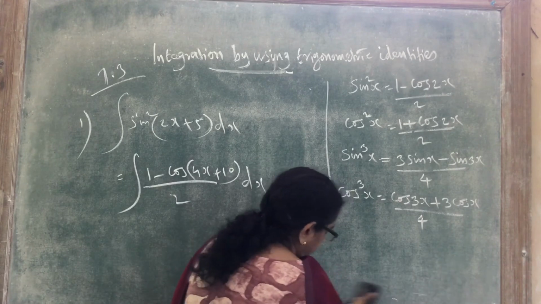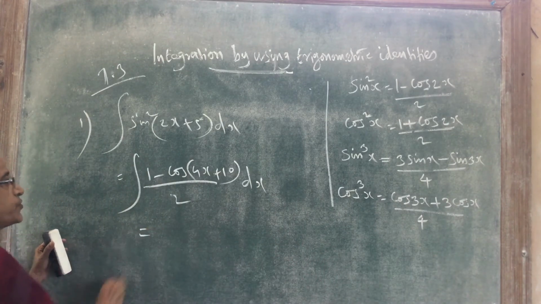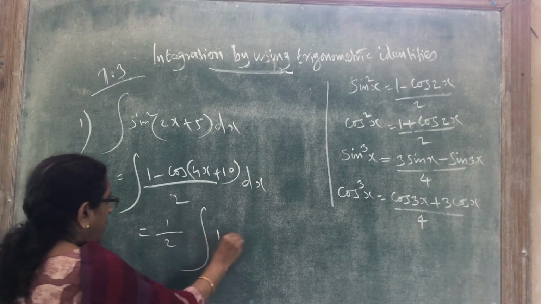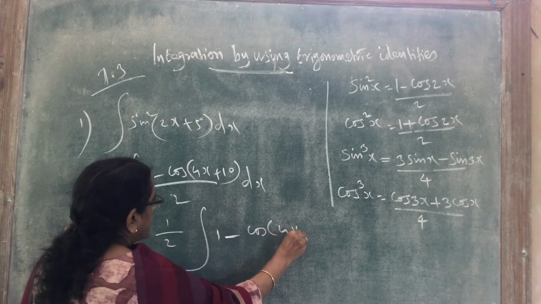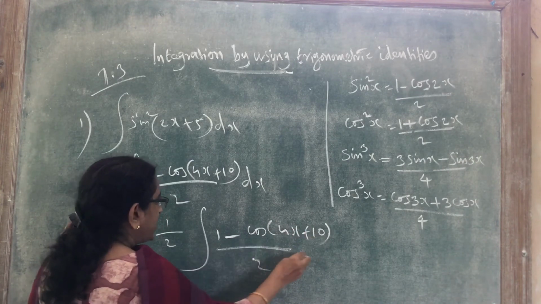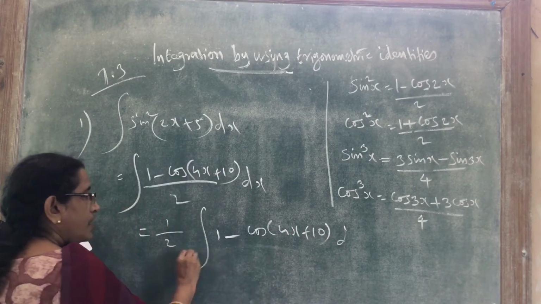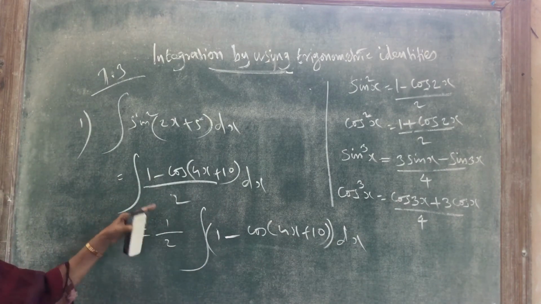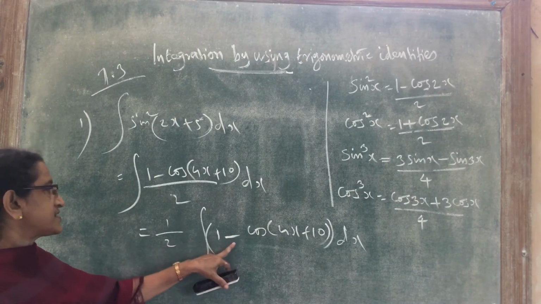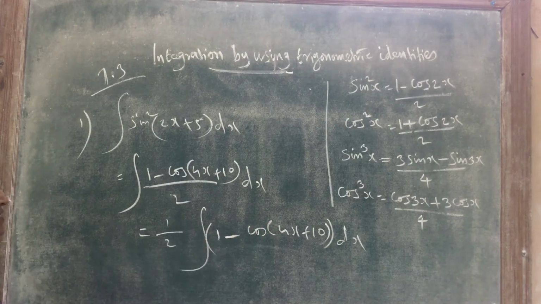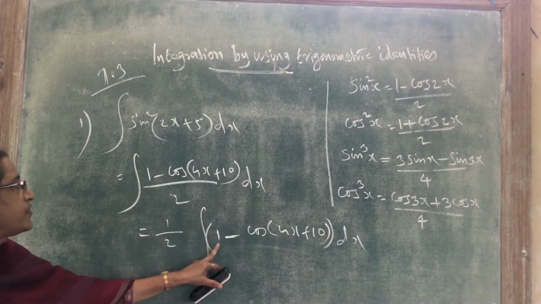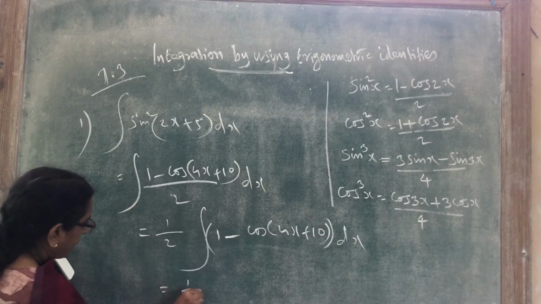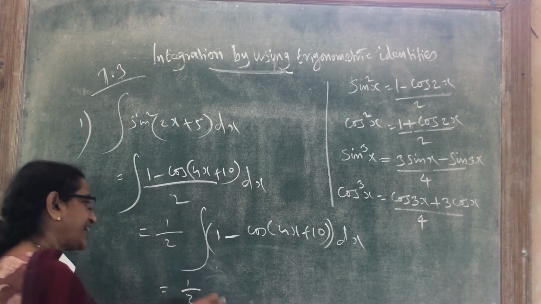So we got sine square 2x plus 5. Now it's easy integration. Now we know how to find the integral. We take 1 by 2 common: 1 by 2 into integral of 1 minus cos 4x plus 10 dx. Now we have to integrate both the terms: first term 1, second term cos 4x plus 10. Now integrate the terms.